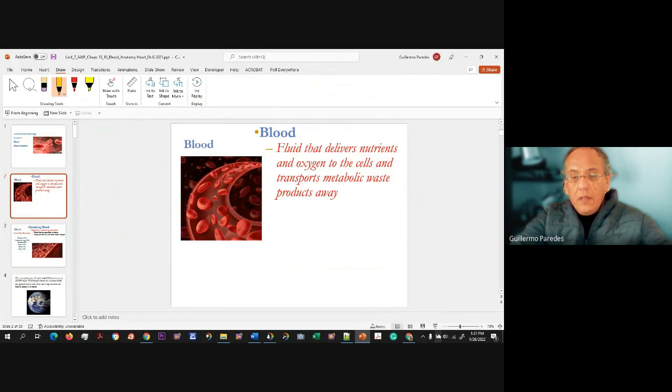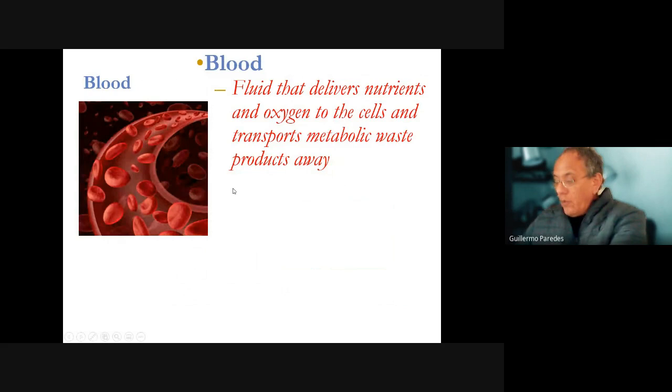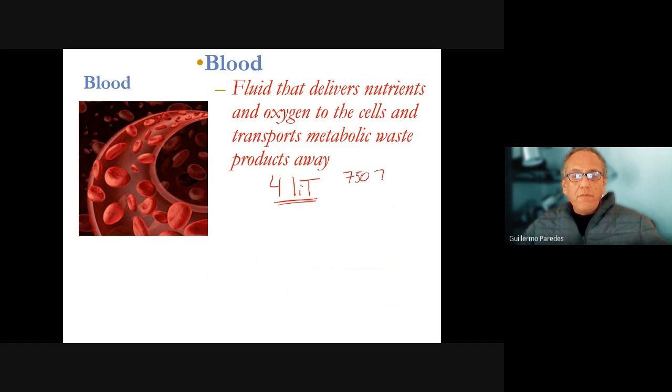What I want you to remember is, how much blood do we have in our body? For clinical purposes, for medicine, for pharmacology, we are going to use the volume of 4 liters. How much is 4 liters? If you remember a bottle of wine, it's going to be about 750, 725 mLs. So it's about 1 liter. That is what we have in one bottle of wine.